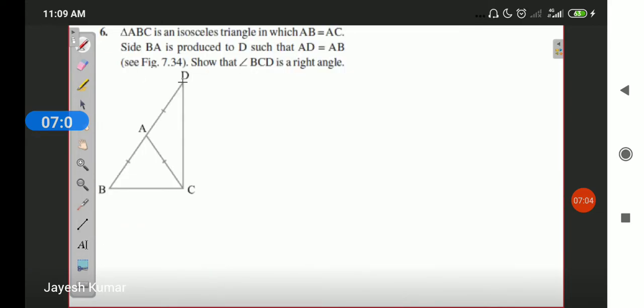Next is question number 6. Question number 6 is: triangle ABC is an isosceles triangle in which AB and AC are equal. So let us start with what is given to us.